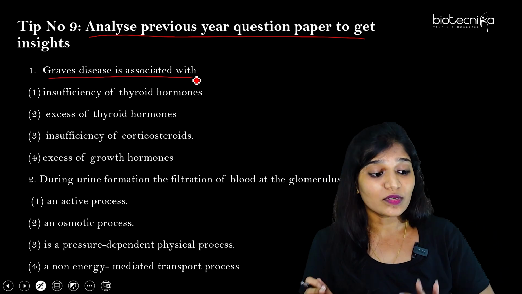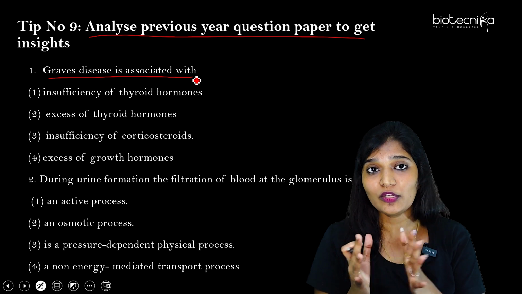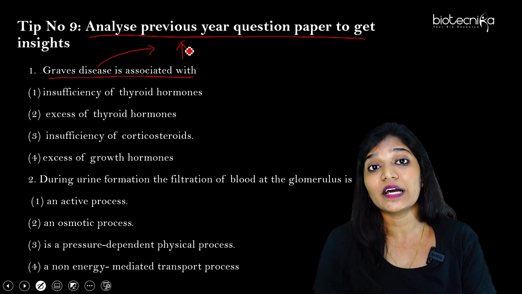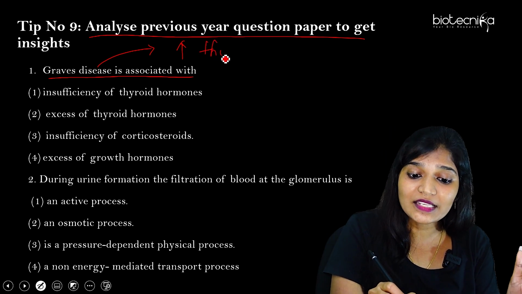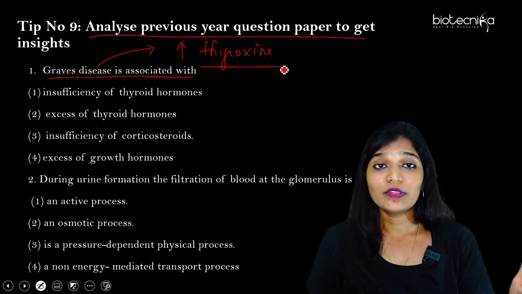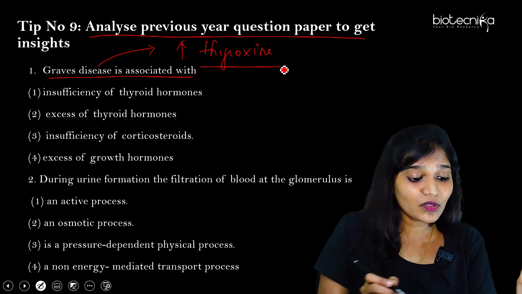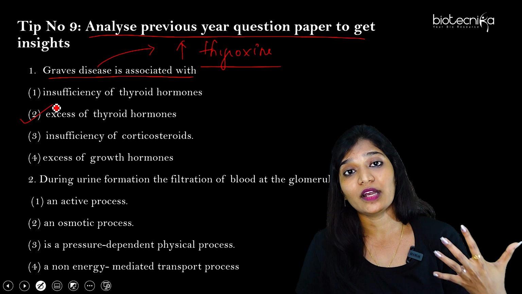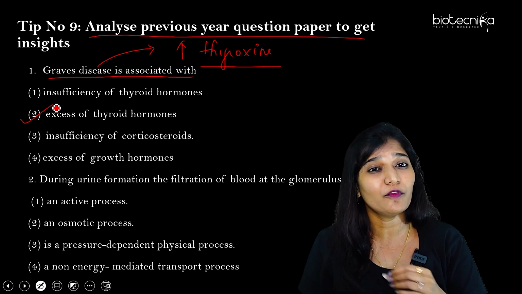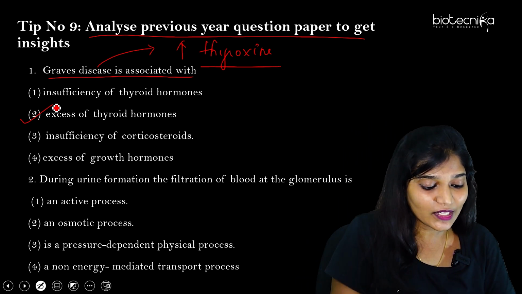Graves' disease is associated with which of these things? We know Graves' disease actually happens when there is an increased amount of thyroid hormones, or we can say thyroxine. So the answer for this question is very simple: excess of thyroid hormones. This is an endocrinology question from a previous year question paper, a very simple one.